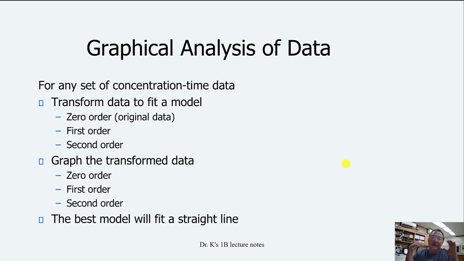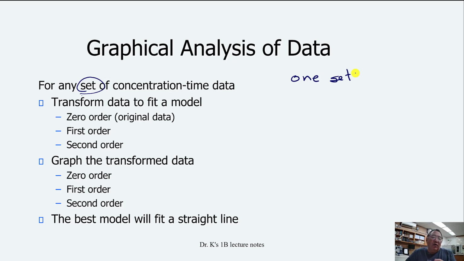We're going to take one set of data, okay? So this is for any set. So this is like singular, right? Any set of data. So take one set. And we're going to graph it three different ways. So we'll graph it as zero order data, and I'll explain this in a little bit, and see if it fits the model, okay? And then we're going to graph it as first order data and see if it fits the model. And then second order data and see if it fits the model.